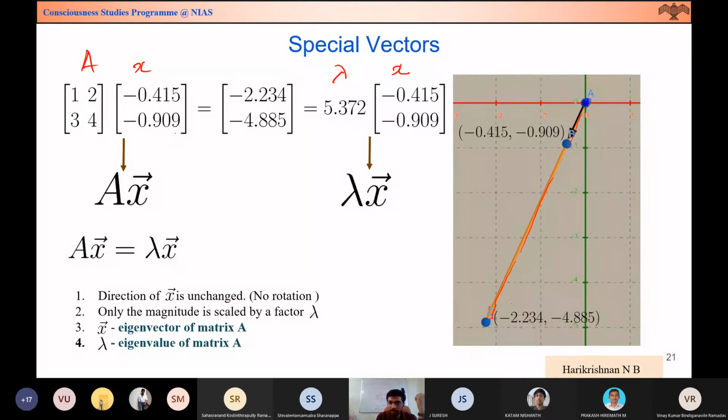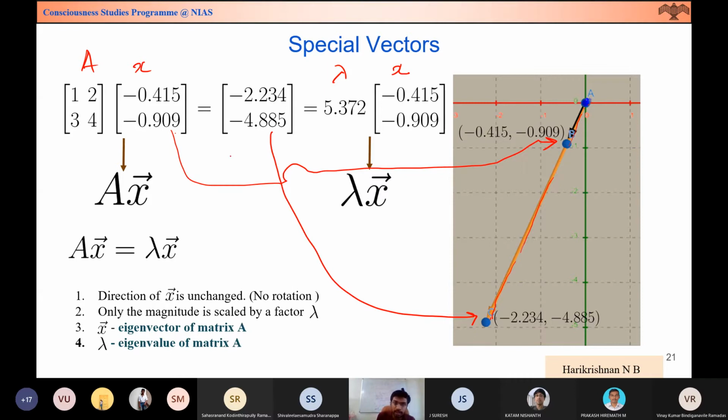Minus 2.234 and minus 4.885. So the direction is the same as that of this particular vector. Only the magnitude changes. The magnitude is either stretched or shrunk. That is called the eigenvalue, the magnitude by which the vector is stretched or shrunk. That is the eigenvalue.